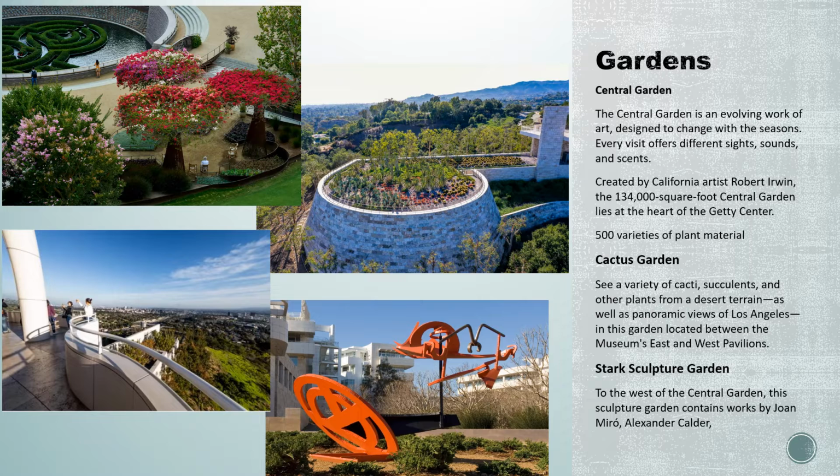The gardens of the Getty Center are marvelous, and the central garden is wonderful. It's an evolving work of art designed to change with the seasons, and every visit offers a different sight and sound and scents, because it's all brought in from different exterior plants, as well as the cactus garden, with a variety of cactus, succulents, and other plants from desert terrain. And we can see all the gardens from the amazing views from the high patios.